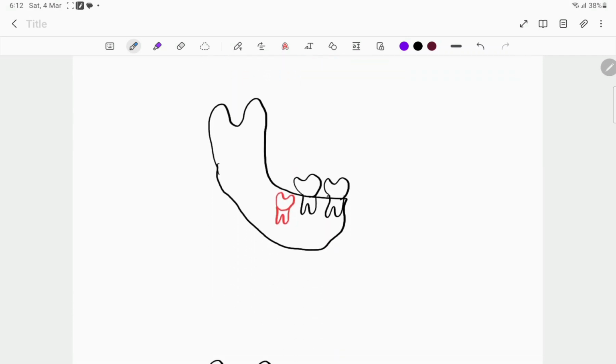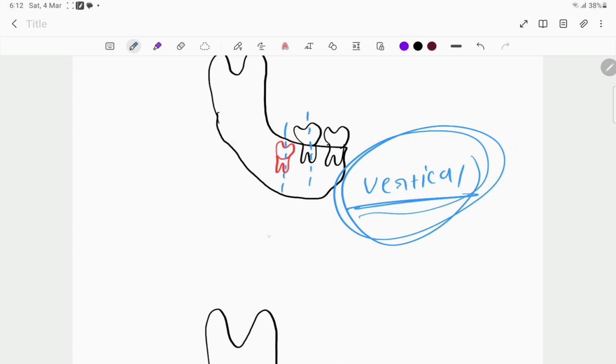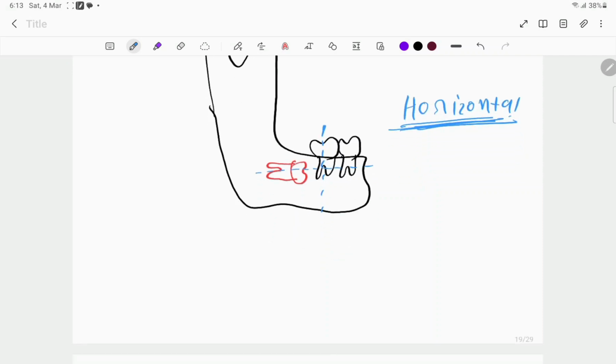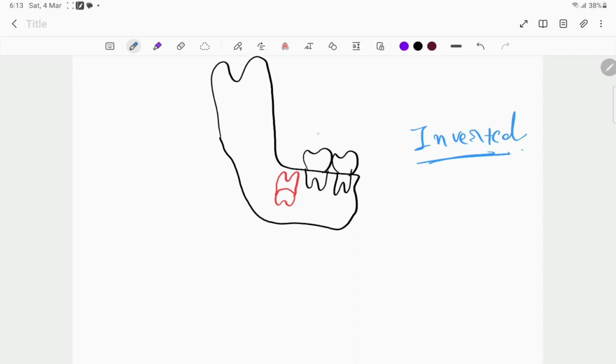Then we have vertical. You can see both long axes are parallel to each other, so it is vertical. Then this is horizontal, because you can see the long axes are almost perpendicular to each other. Then we have inverted. This is our inverted: the whole tooth has turned upside down. This is the long axis of this and the long axis of this, but still it is inverted.